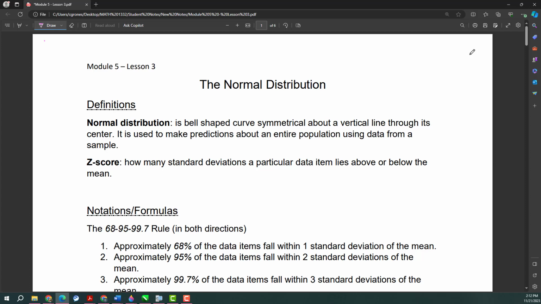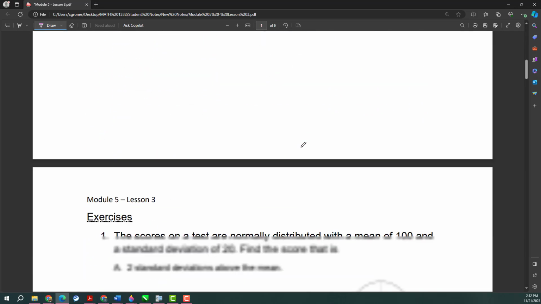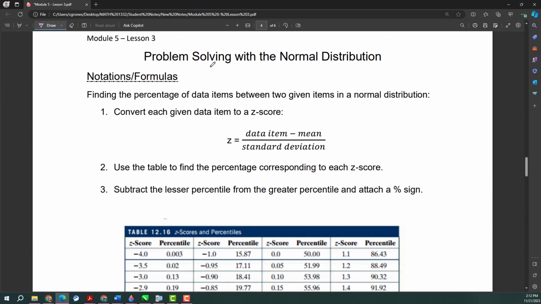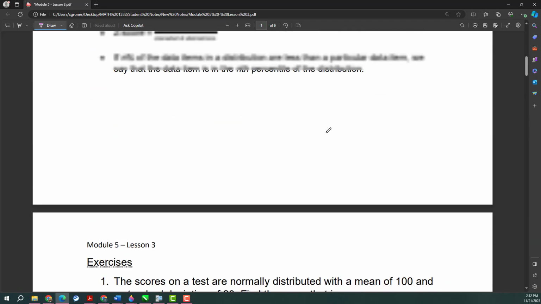Alright, Module 5, Lesson 3. This is the last lesson for Module 5. We are going to talk about the normal distribution and z-scores, and we will be looking at problem solving with the normal distribution and z-scores.